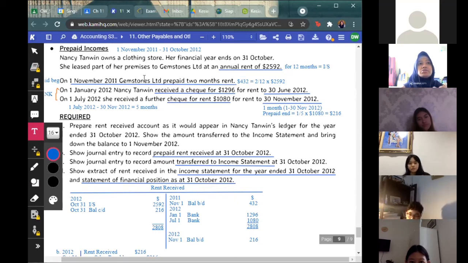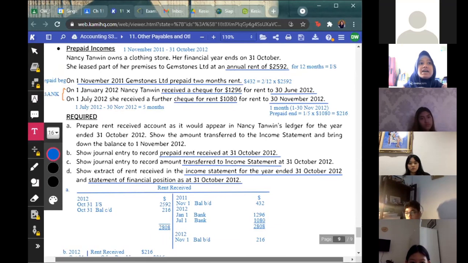Next, how to prepare the rent receipt account. You have information on prepaid beginning, checked. 1. You have information on bank. 2. You have information on prepaid at the end. 3. So we need 4 pieces of information to be able to do the account. So the missing information is the IS as usual.